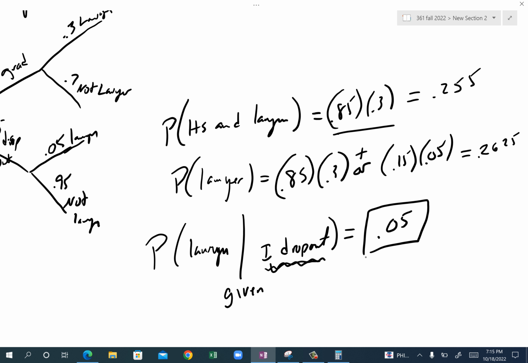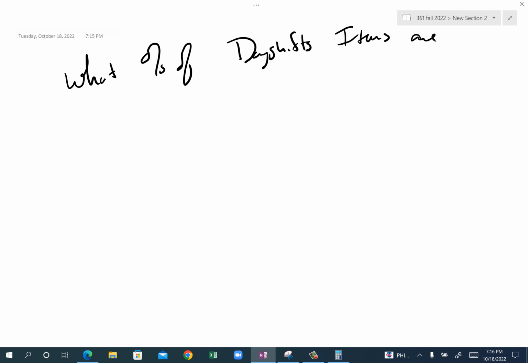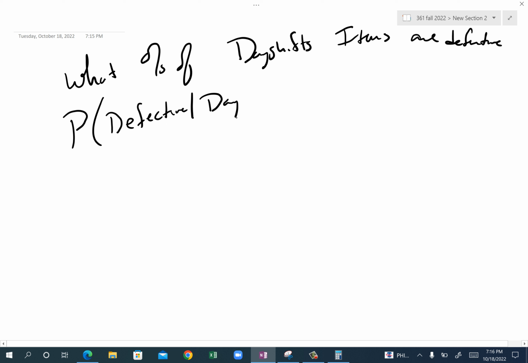Now, we do this kind of stuff all the time. So we'll talk about things like this. Let's say you work in some sort of manufacturing process. What percent of day shift items are defective? What does that mean? Well, it means I'm only interested in the day shift. But what about night shift? What about them? I only want to know about day shift. So another way of saying this would be the probability that the thing is defective given it was from the day shift.